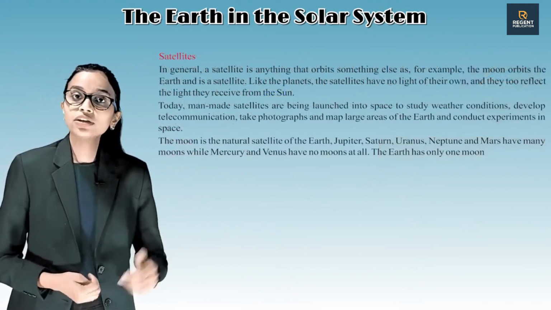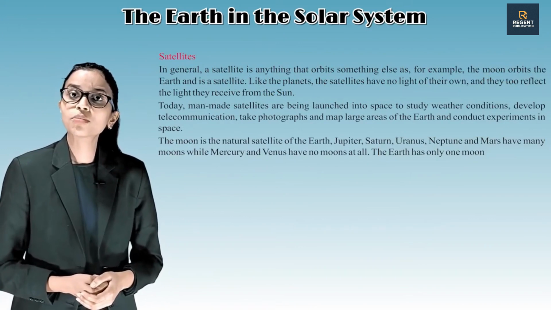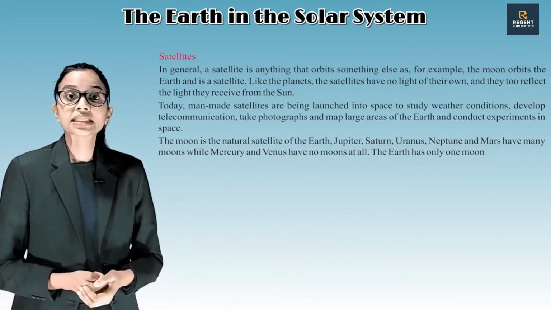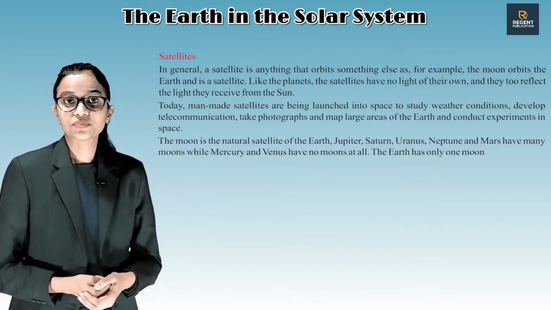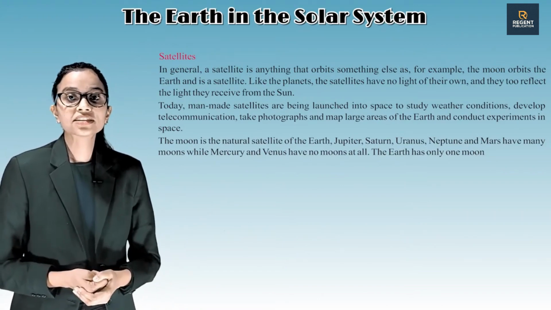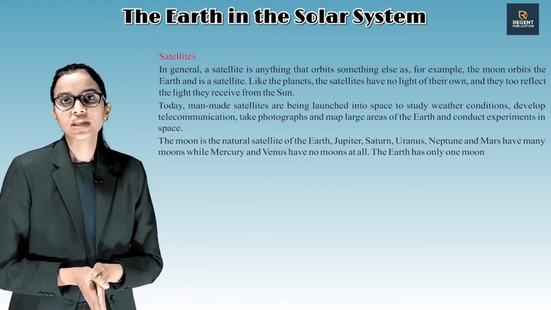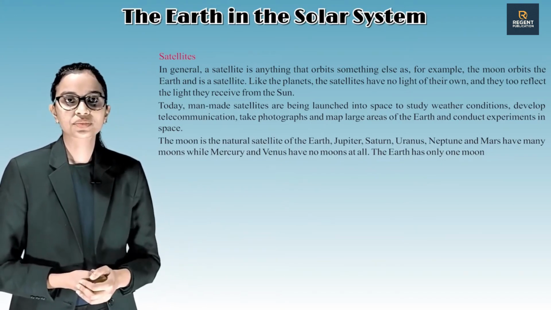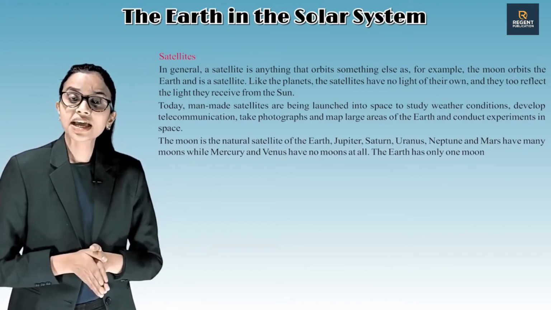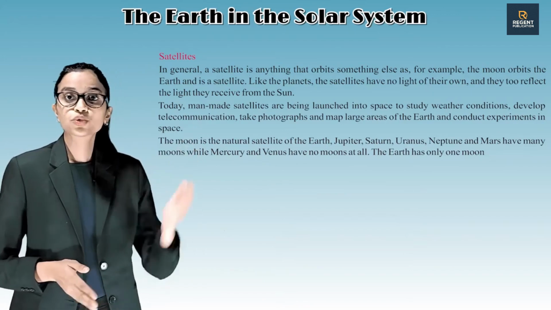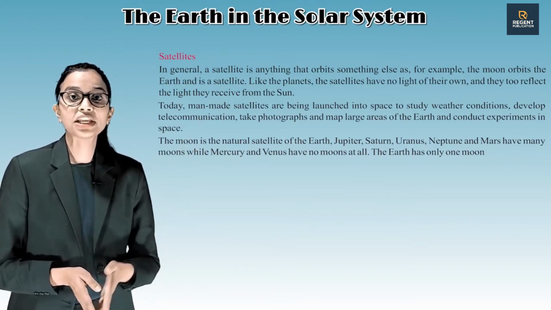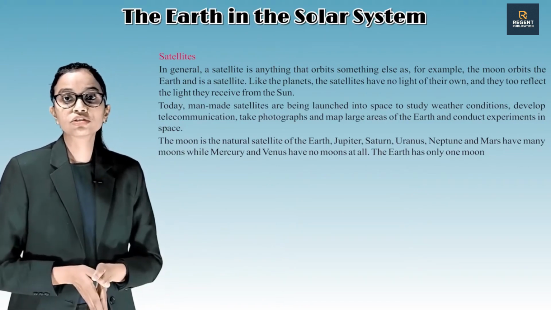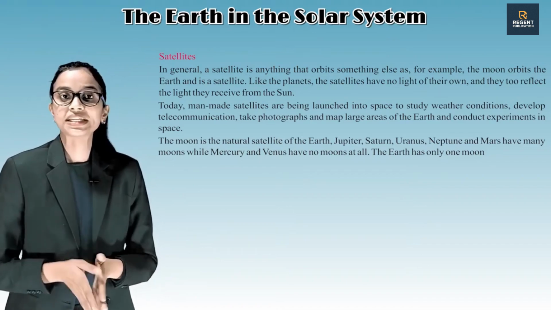Satellites. In general, a satellite is anything that orbits something else, as for example, the moon orbits the earth and is a satellite. Like the planets, the satellites have no light of their own, and they too reflect the light they receive from the sun. Today, man-made satellites are being launched into space to study weather conditions, develop telecommunication, take photographs, and map large areas of the Earth and conduct experiments in the space.